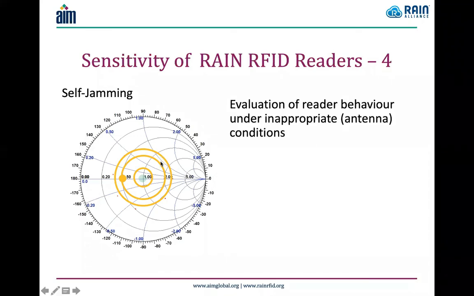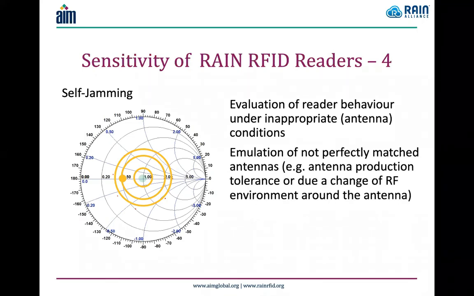Therefore, for an accurate setup, it is recommended to evaluate the reader behavior under inappropriate antenna conditions. Emulation of a not perfectly matched antenna helps to determine the overall reader behavior, and we are confident about how the reader would behave in such conditions. These are replicating real life scenarios in the process of deployment. This also helps us to evaluate the effect of return loss on the reader sensitivity, thereby accurately suggesting how the reader would behave in different conditions.